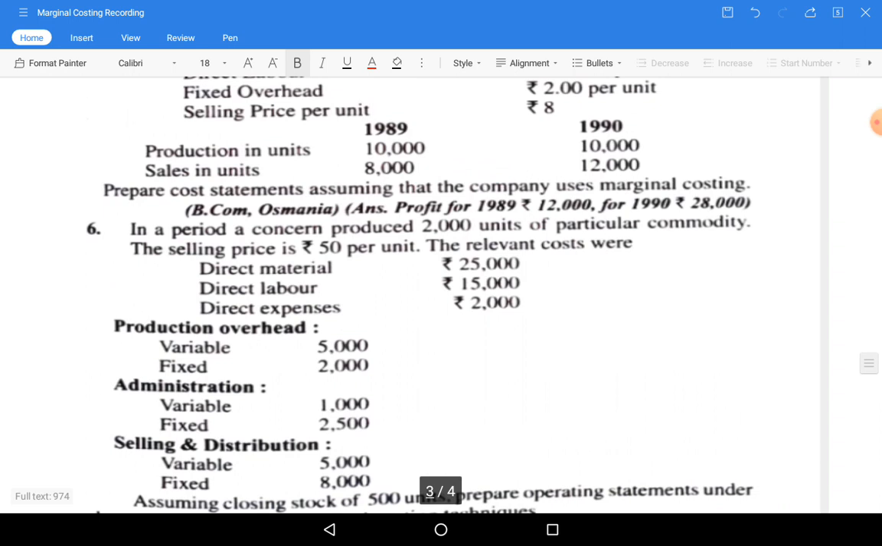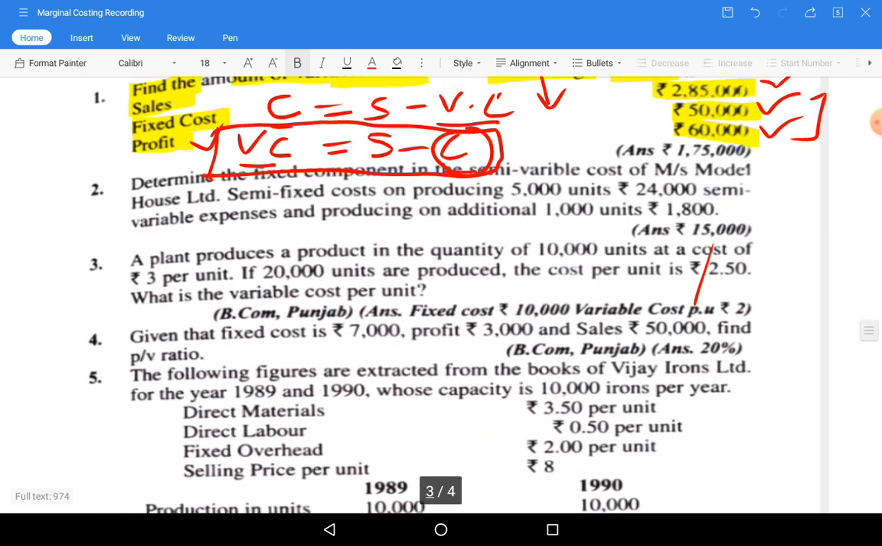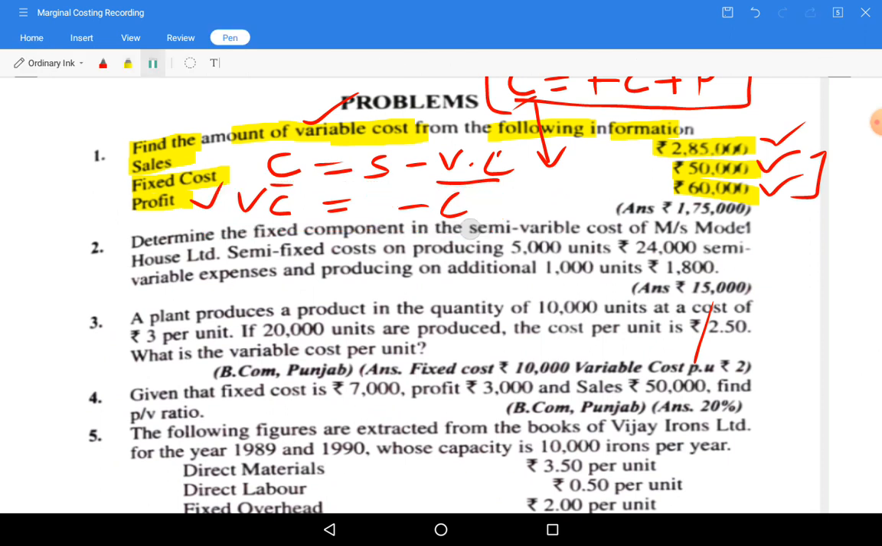The next question we are going to do is question number 2. What are they saying in question number 2? This is a little bit tricky one, but it is easy if you understand the concept and remember the formula generally. Okay, so determine the fixed component in semi variable cost.